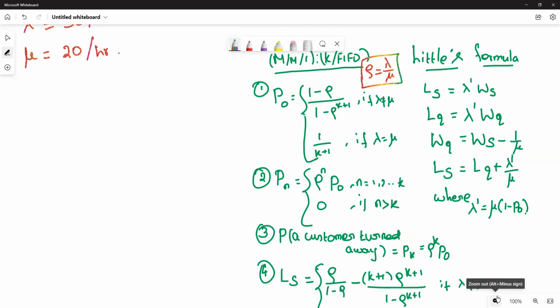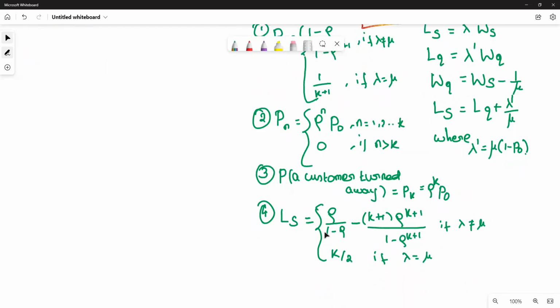Next, as I said in the previous video, in every model, among the 4 identities, that is LS, LQ, WS, WQ, we have to memorize only one. The remaining we can calculate using Little's formula. So in this single server finite capacity model, we have to memorize LS. LS denotes the length of the system. It is given by the formula rho by (1 minus rho) minus (K plus 1) rho to the power K plus 1 by (1 minus rho to the power K plus 1). This is for lambda not equal to mu. If lambda is equal to mu, it is simply K by 2.